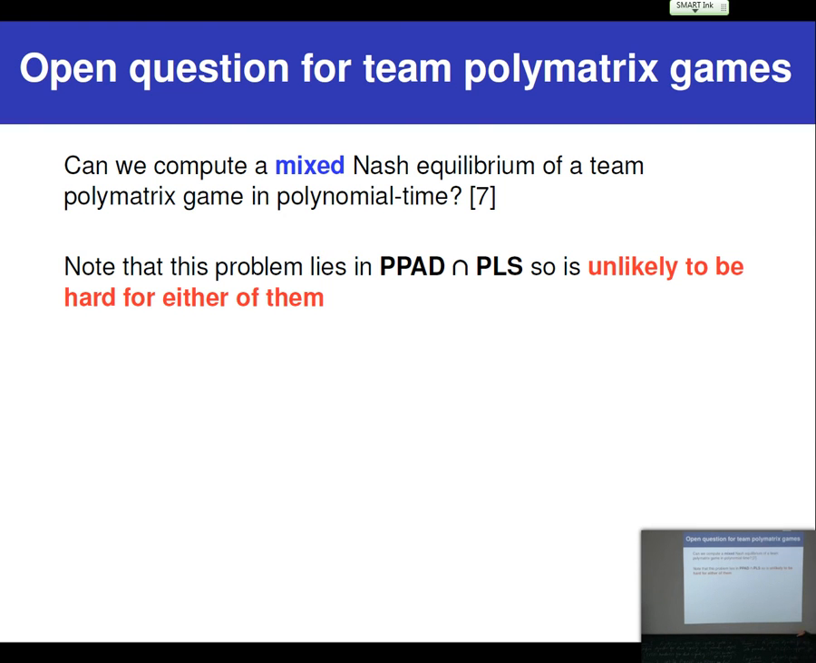So this problem is in PPAD, as we discussed, by Lemke's algorithm or fixed point arguments. It's in PLS because we can do local improvements on that potential function I showed you. It's unlikely to be hard for either of them, because if it's hard for one of them, then that puts that one inside the other one. And why is this unlikely?